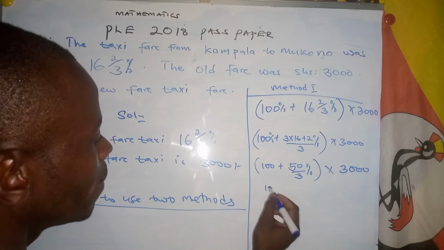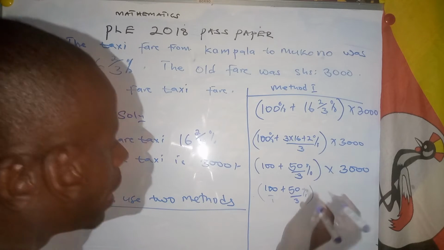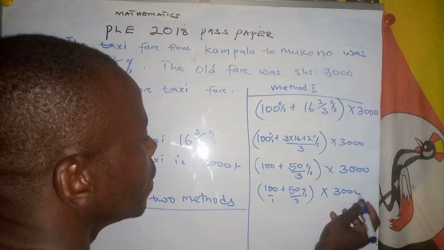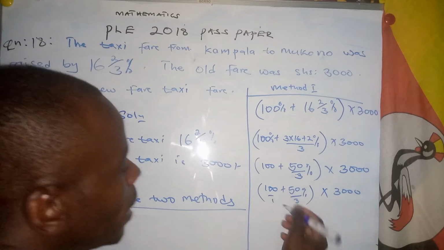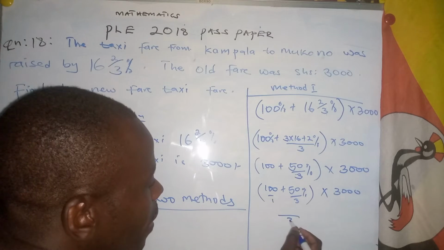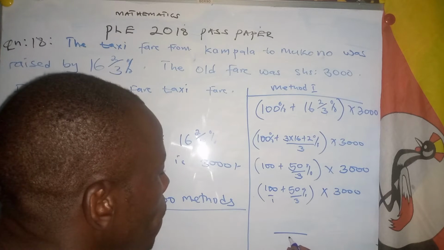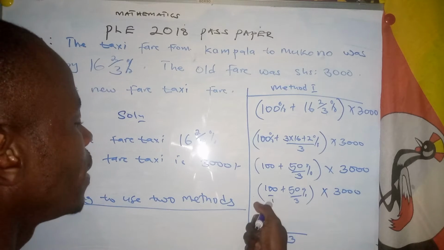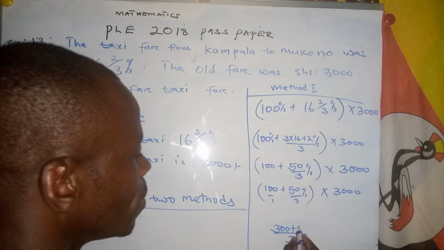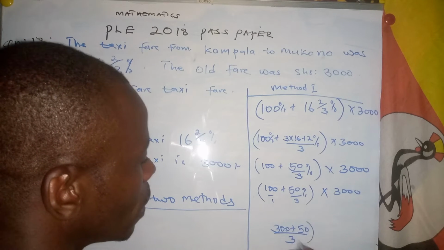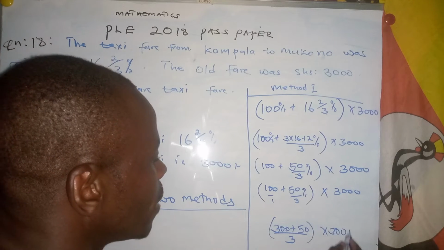Here 100 plus 50 out of 3 times 300. Here you're going to add this. First, you look at the LCM of 1 and 3, you get 3. 3 divided by 3 is 1, 1 times 3 is 3, that is 300 plus 50, times 3,000.